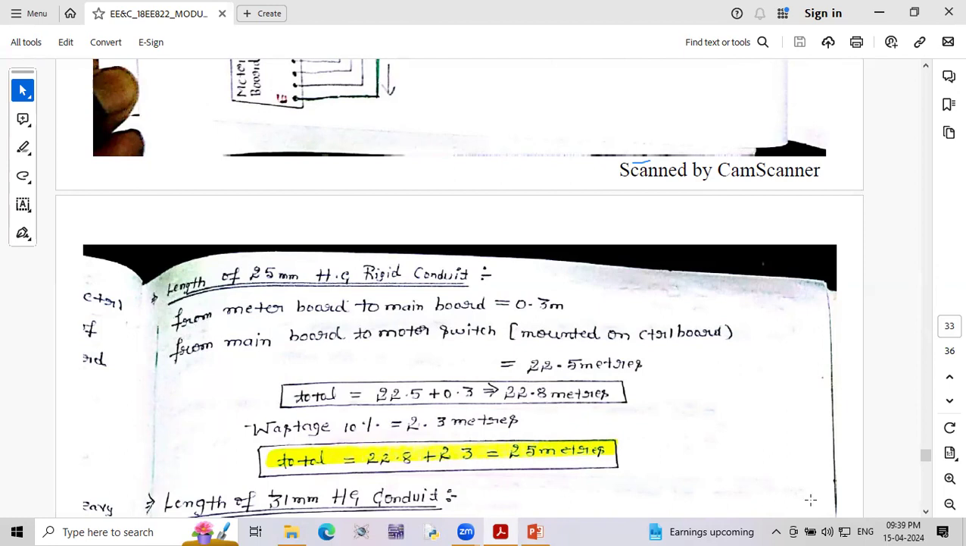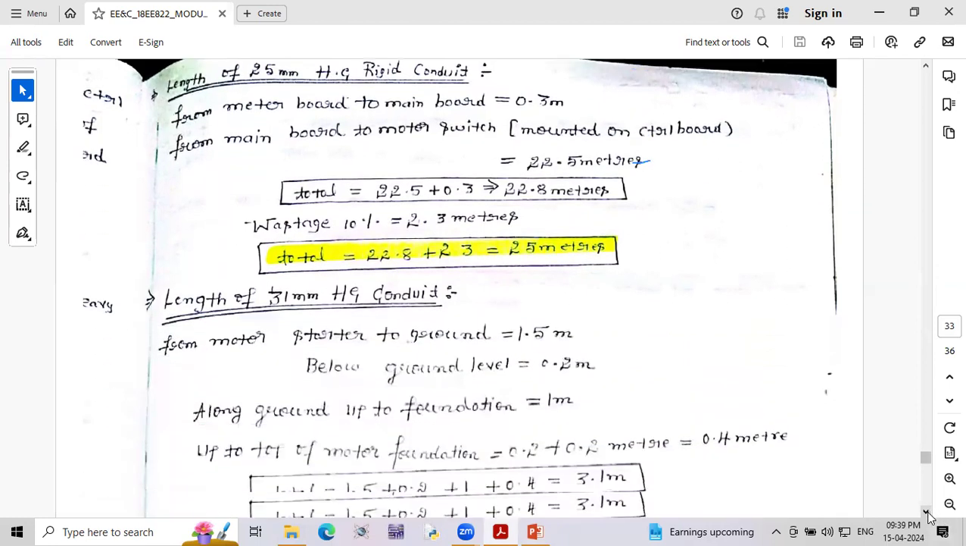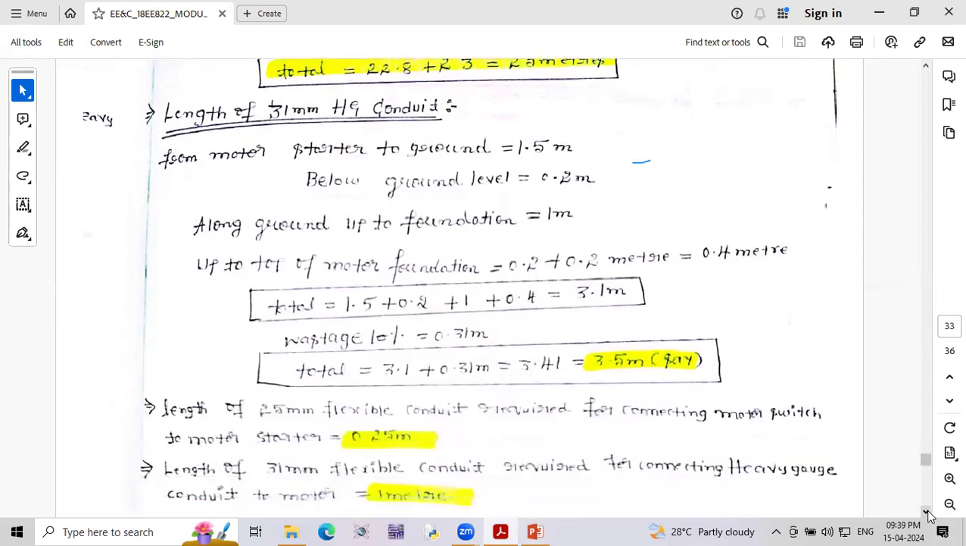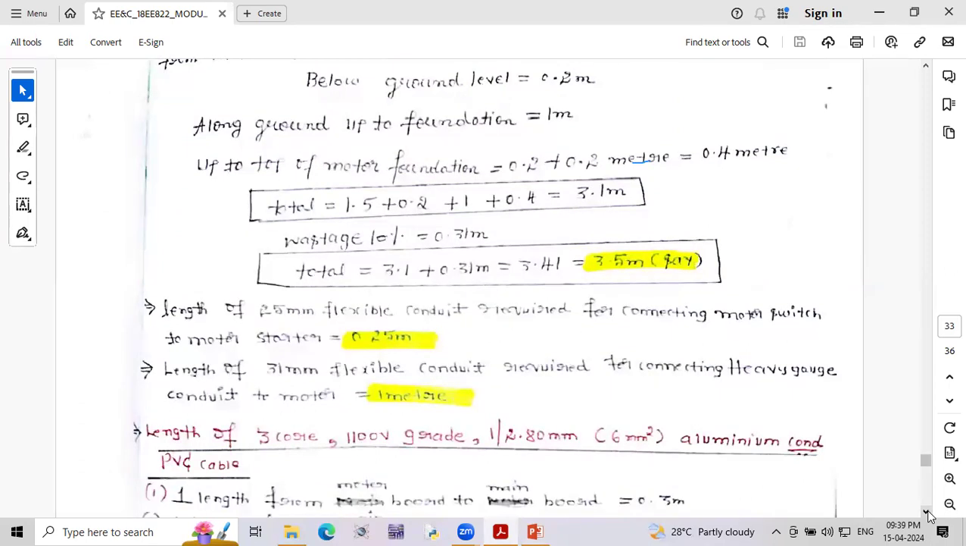Next, a 31 mm conduit I am using for starter to ground level 1.5 meter, below ground level 0.2 meter, along 1 meter, up to motor foundation 0.2, 0.2, total 0.4. When everything is totaled, 1.5, 0.2, 1 plus 0.4 gives 3.1 meters. Adding 10%, the total comes to 3.5 meters.